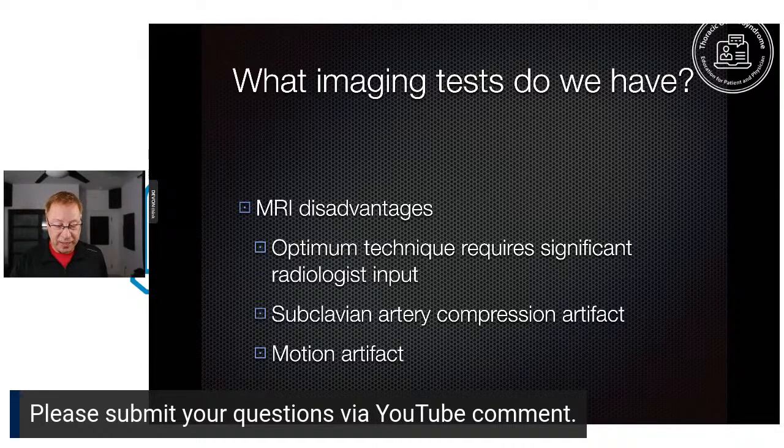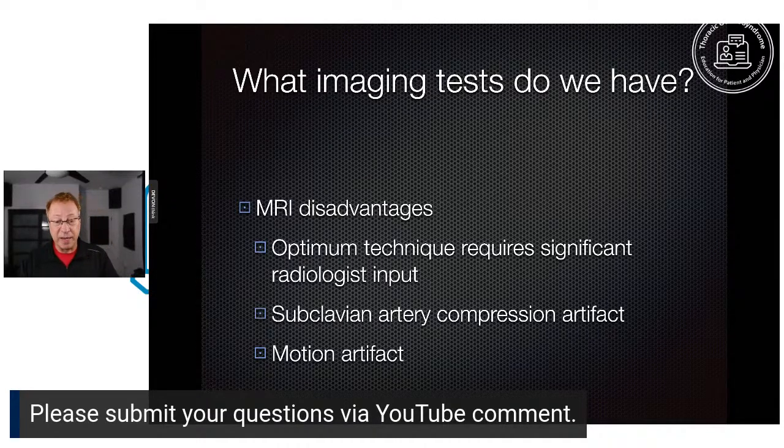Now, the disadvantages. To get the optimum technique, you need significant radiologist input. Your radiologist needs to work with your technologist, and it takes a while to develop the right kind of protocol. That's where we've spent so much time. You can get a subclavian artery artifact that looks like compression, but it isn't. That's where one of our patents has been applied to get rid of that artifact. And MRI can have more motion artifact than other studies.